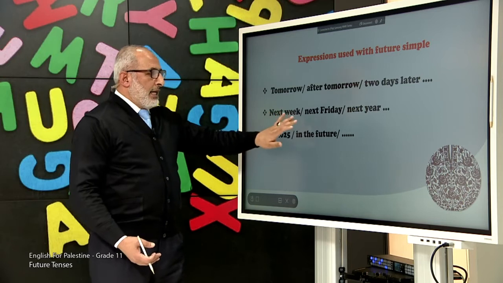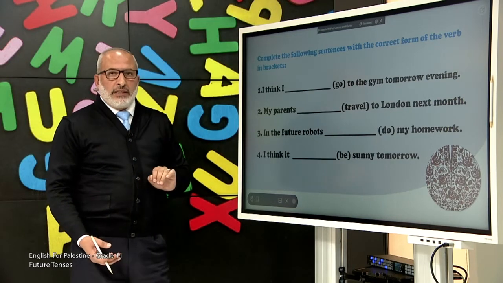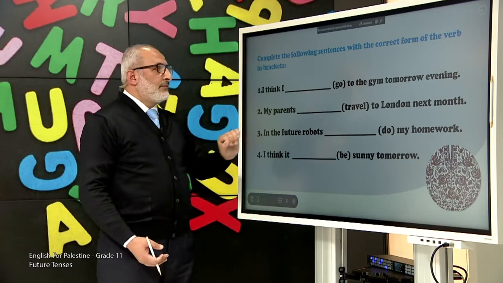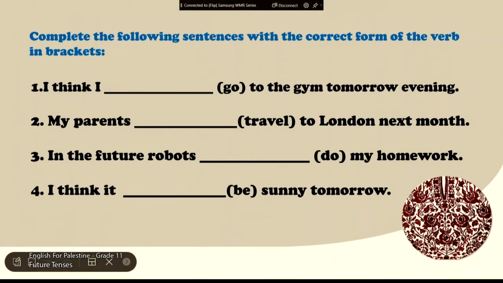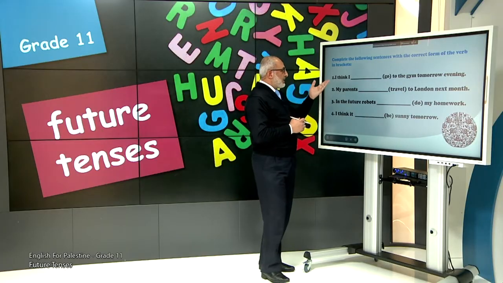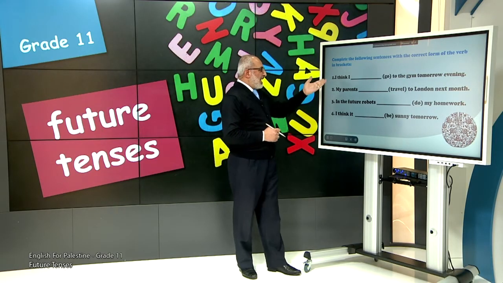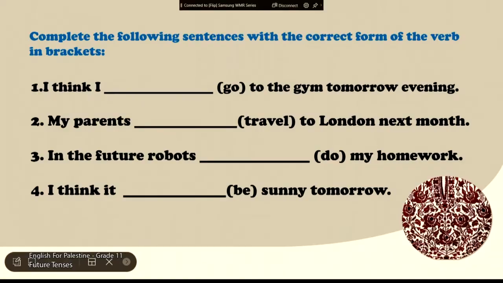Now, let's do this activity. Complete the following sentences with the correct form of the verb in brackets. Keep in mind that this activity is about future simple, and the form of future simple is will plus the infinitive form of the verb. Let's look at number one. I think I to the gym tomorrow evening.